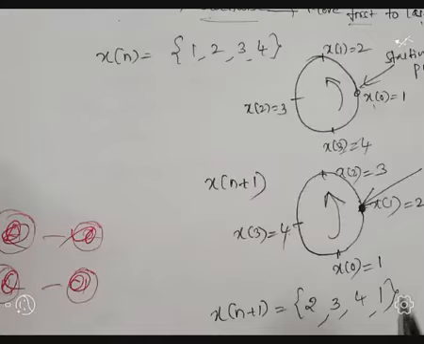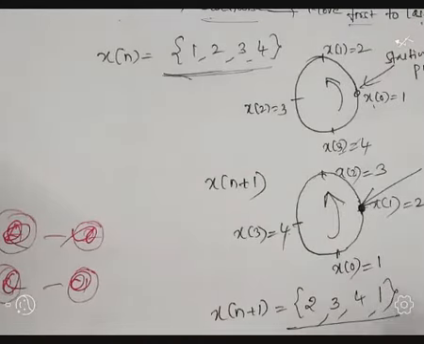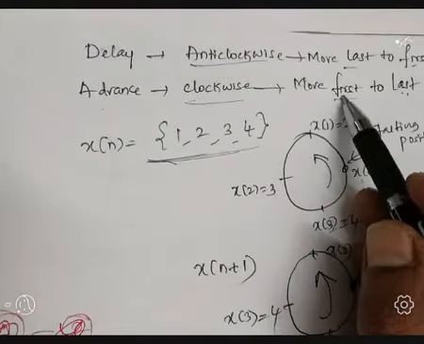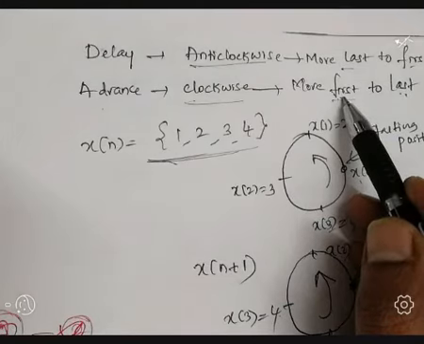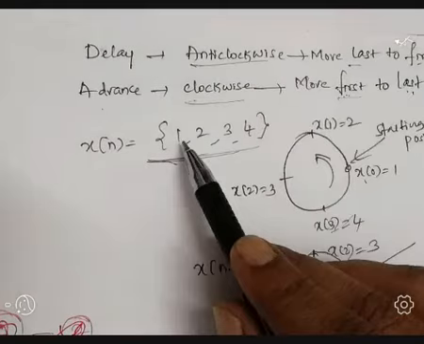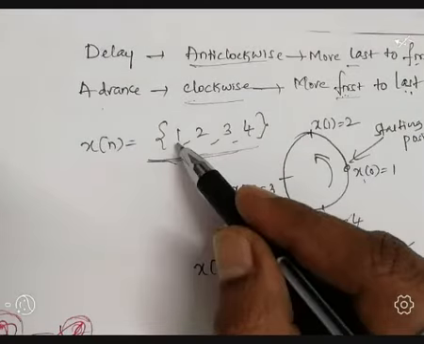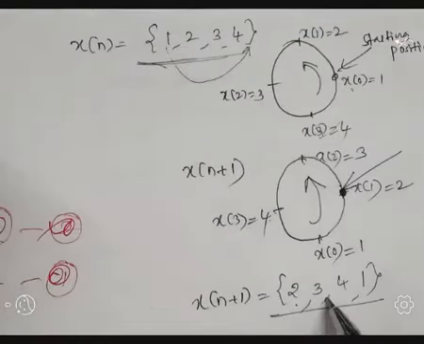Now compare. This is the given sequence. This is the advanced sequence, advanced by one sample. As I told, in advance, first to last. How many samples do we have to move from first to last? One time advance is there. Only one sample we have to move, the first sample is moved to the last. So this is shifted in the clockwise direction, shifted to here like this. So it becomes 2, 3, 4, 1.